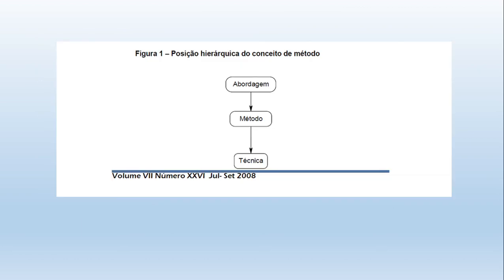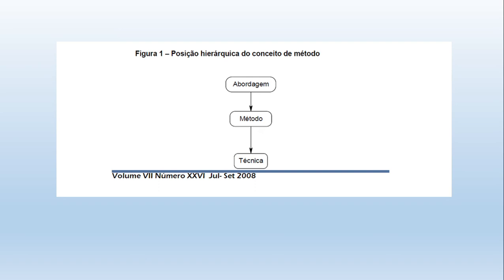This is a figure that I found in Vilaça's paper. It's in the reference list. You can take a look later. So I'm going to describe the figure. There's a bubble with the word abordagem, approach, on the top, and then in the middle, method, and in the bottom, technique. That means that an approach is a set of theories, so it's something broader. That's why it's in the top. It's something bigger, it's something that involves method.